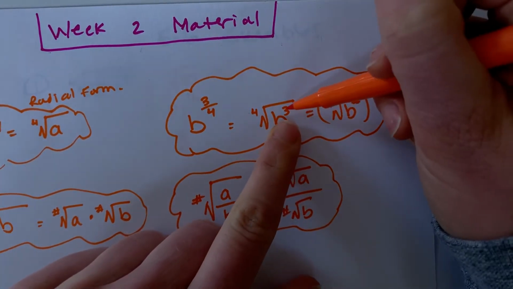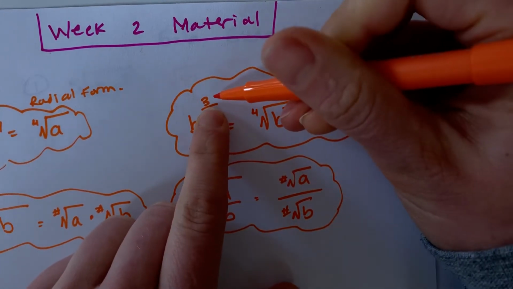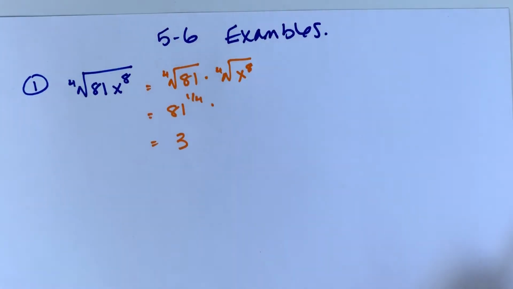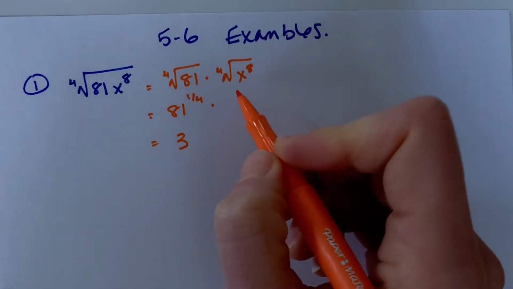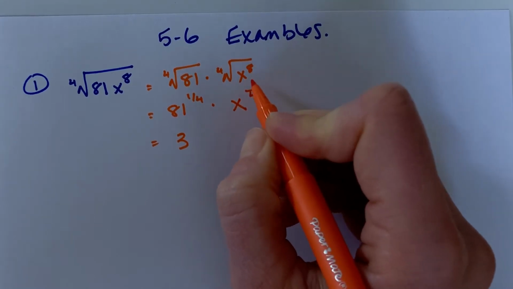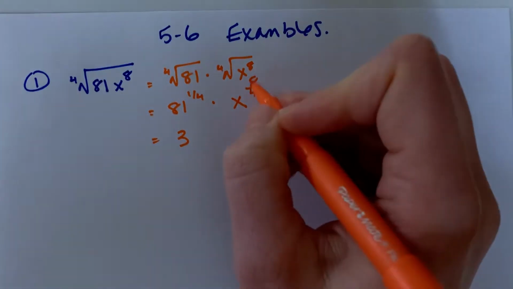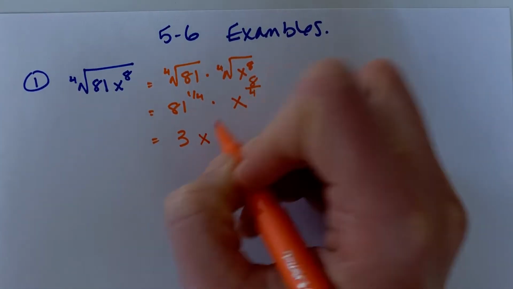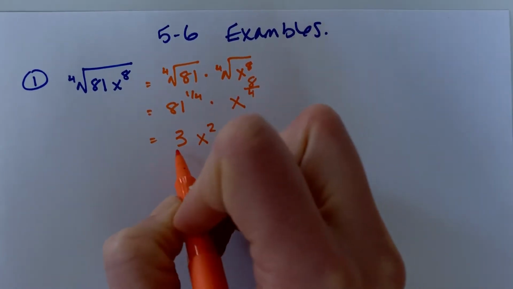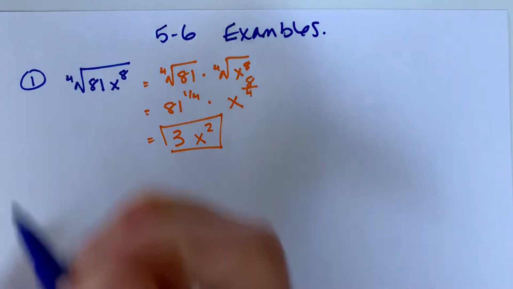So if we have a number in here and a number on the outside, the outside number will go on the bottom, the inside number will go on the top. So we're going to use that rule for this guy. Okay, so we have x, and then the denominator will be 4, and then the inside number will be on top, the numerator. Okay, so we can simplify this though to be x to the 8/4 is 2. So our answer is 3x squared. Okay, so that was the first example.